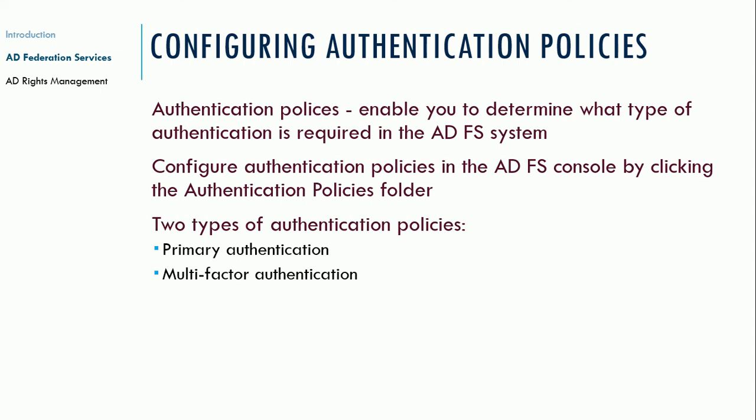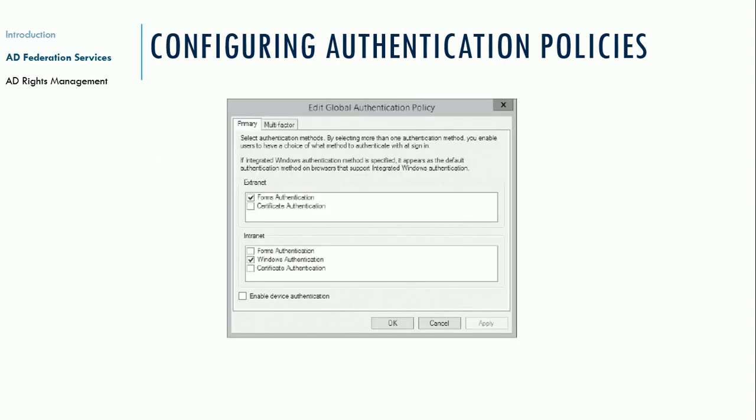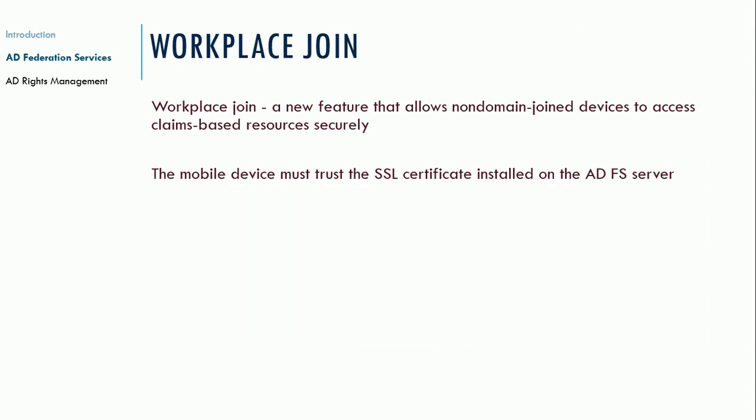Multi-factor authentication would include things like an RSA token, which we haven't talked about yet, how to integrate RSA tokens or other third-party multi-factor authentication systems into Windows Active Directory. But at this point in the course, it's important to understand that you can do this.